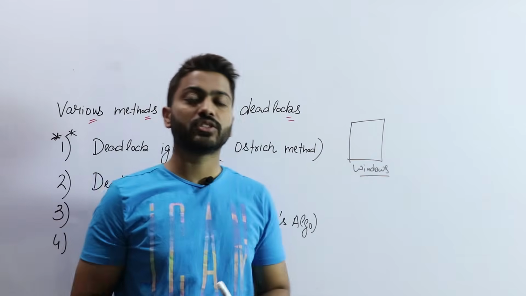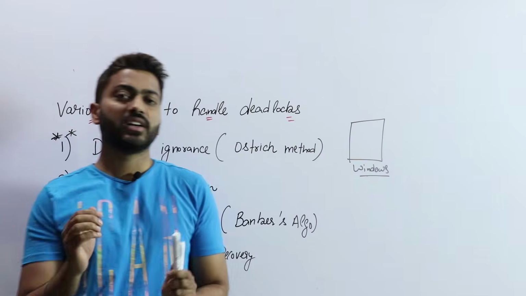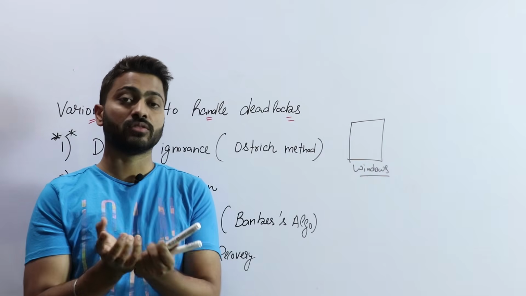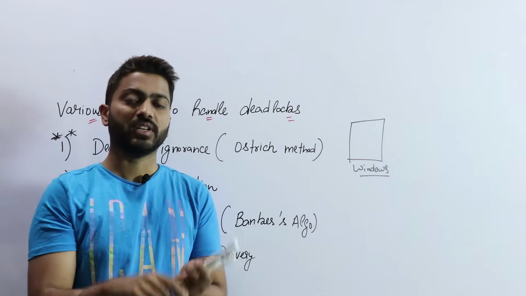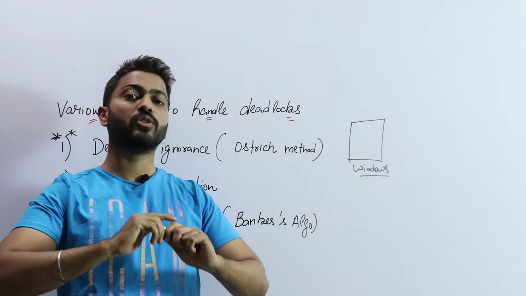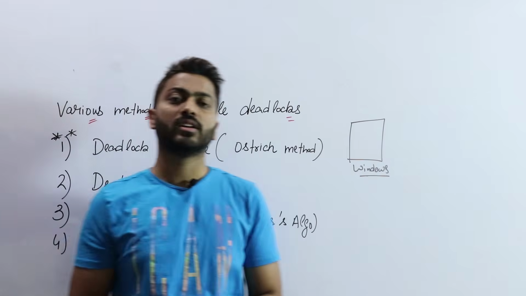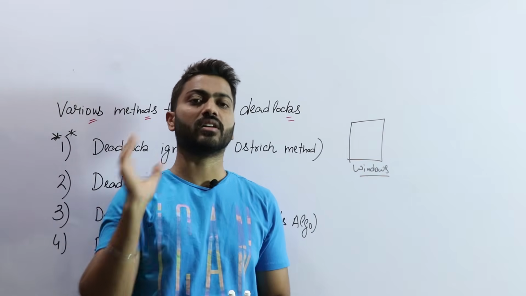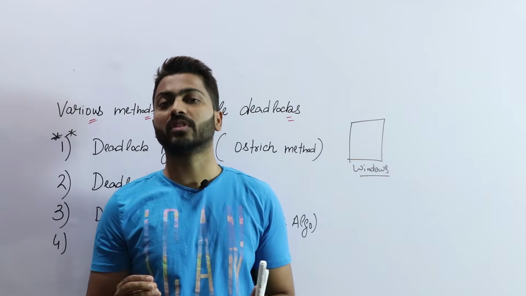And where does this method's name come from? The ostrich. The ostrich is a bird. Whenever there is a sandstorm, it puts its neck into the sand, as if to say there is no sandstorm. It is trying to ignore the sandstorm. Same in deadlock ignorance: whenever a deadlock situation occurs, we simply ignore it. That is the simple concept.